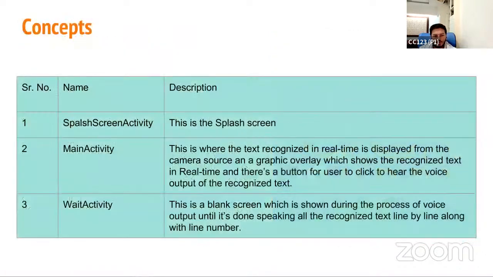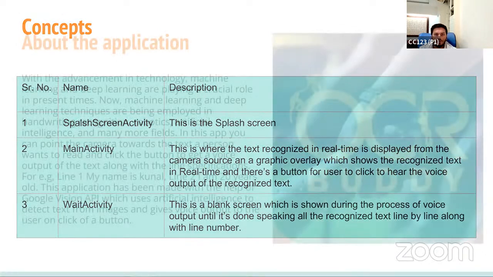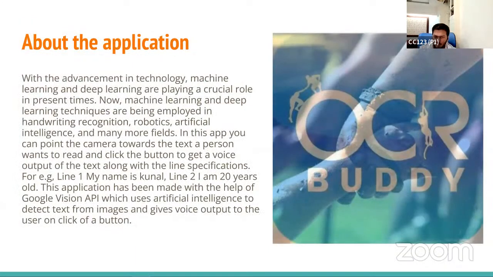What this application basically does is, it's an AI app. It has been made with the use of Google Vision API, which uses artificial intelligence to recognize text on any surface, either handwriting or on a screen. And on the click of a button, it detects the text, whatever it is, and speaks it out for the visually disabled person line wise.